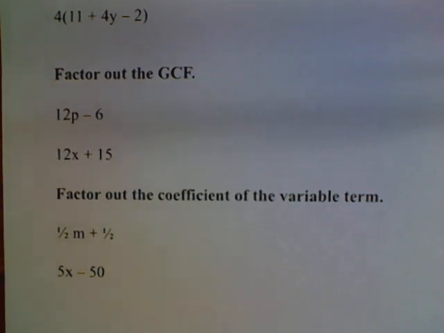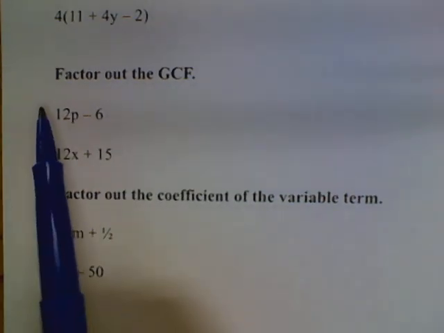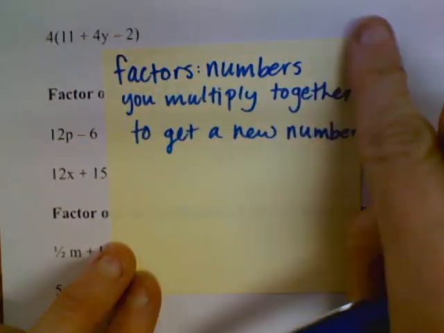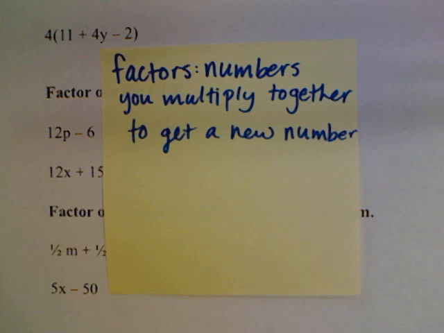Okay, we're going to be looking at factoring out the greatest common factor, or the GCF. So if you're seeing a problem that's asking you to do this, it's asking you to identify a few things. First off, we need to remember what a factor is. Factors are numbers that you multiply together in order to get a new number.